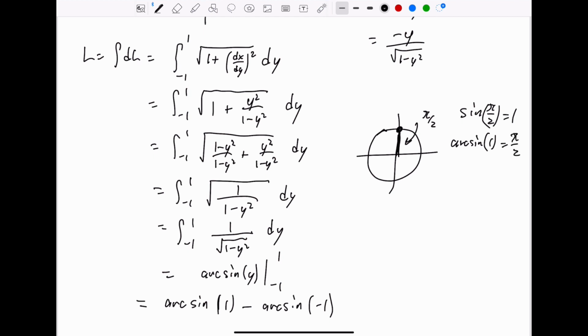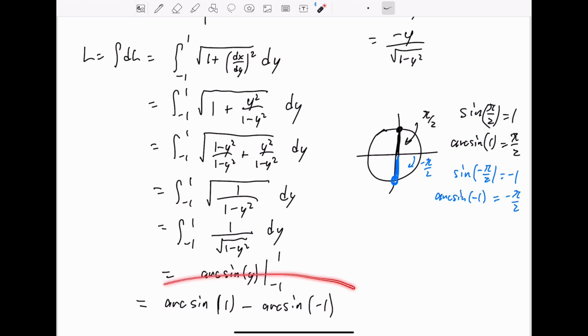Now, where do we have a y value of -1? That happens right here. So -1, this angle is negative pi over 2. So we could say that sine of negative pi over 2 equals -1. This is the same as saying that the arc sine of -1 equals negative pi over 2. So in this integral, we have pi over 2 minus negative pi over 2, using the arc sine values.